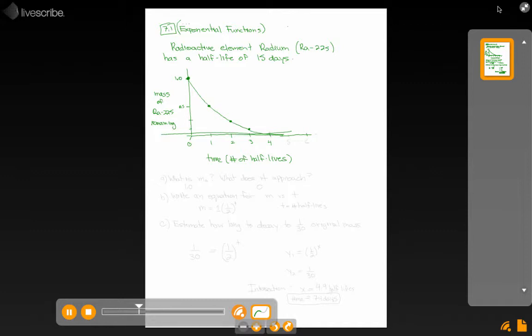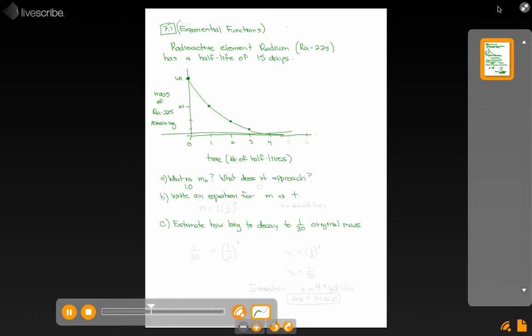Now, a good question is, should we connect the dots or shouldn't we? I already have, so the answer is yes. The reason why, if you think about it, is that you could have any mass of radium remaining. It could be 0.9, 0.56, 0.21, whatever. It doesn't have to be a whole number or an integer. And you could have 15 days, so one half-life, or you could have 14 days, or 16.8 days, or 1.99 half-lives. Time is a continuous variable, mass is a continuous variable. So we have ourselves a continuous graph.